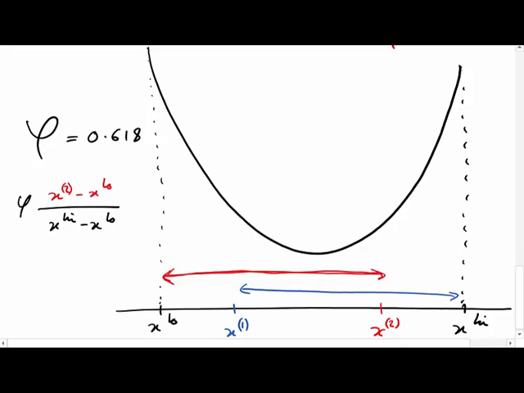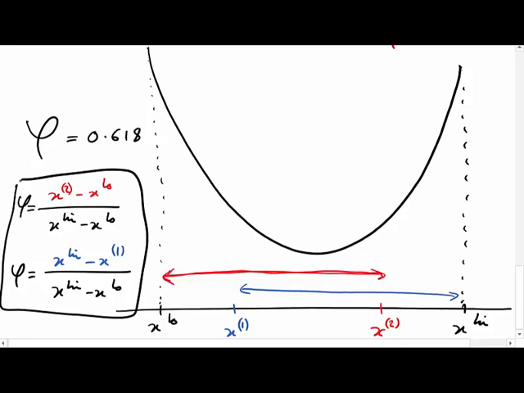And likewise, I can also say the same about the blue distance. Sorry, that's equals in there. It's equal to phi. My blue distance is going to be x high minus x1, compared to my overall interval, x high minus x low, my whole interval. That's also got to be equal to phi. We're going to use these in just a moment, when we come to refining the interval.